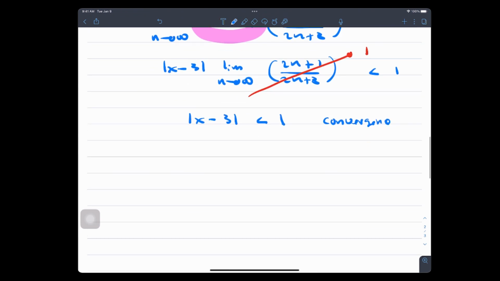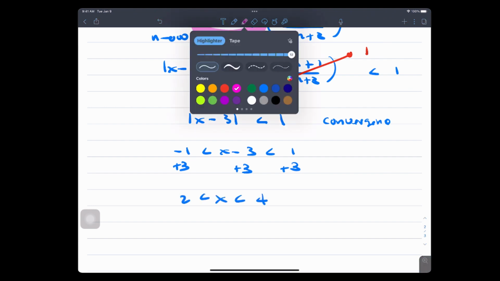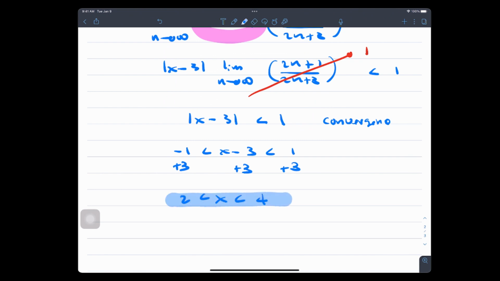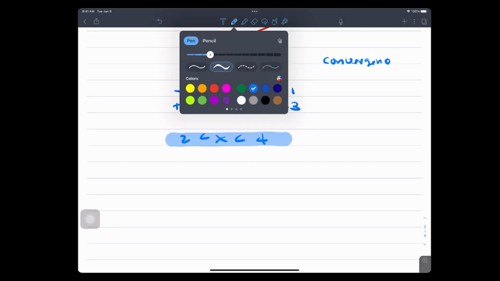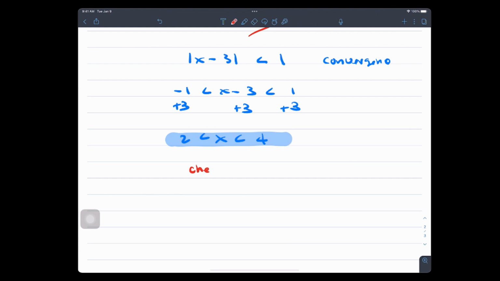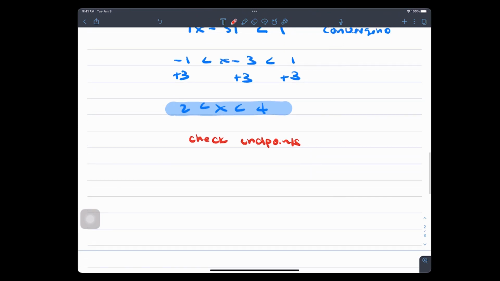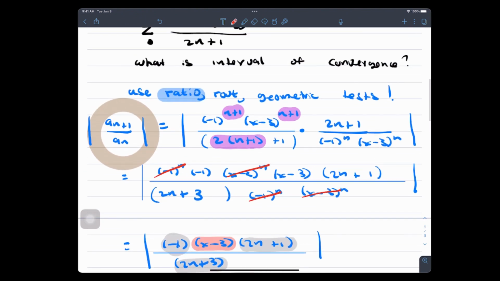And now, again using the definition of the absolute value inequality and solving for x, you get 2 less than x less than 4. So anyway, ladies and gentlemen, there you go. So we're almost there. This is the interval. Now remember, you have to check the endpoints. So what happens when x is 2? Well, plug in 2 here for x.